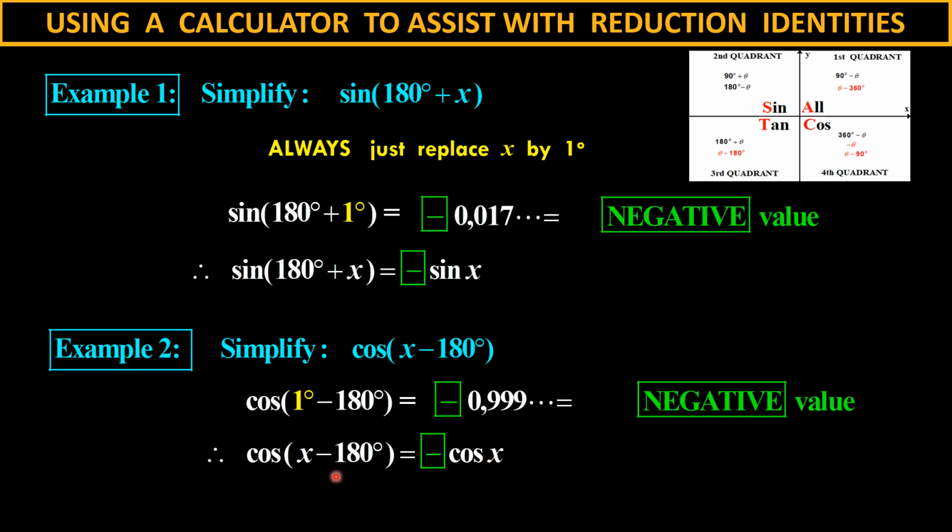Let's just verify. X minus 180 is in the third quadrant. And cosine, you can see, is negative in the third quadrant. Right? I'm just using that there.